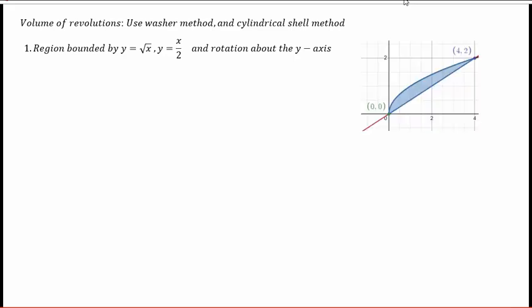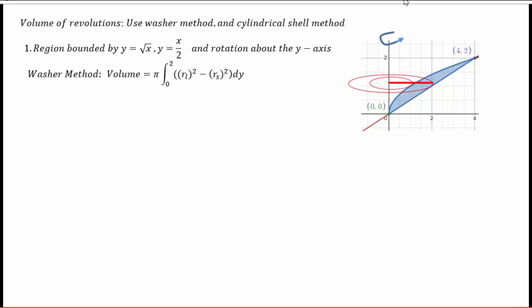First example, region bounded by y equals square root of x and y equals x over 2, and rotation will be about y-axis. So let us take the Desmos graph. Y equals square root of x is the top one, and y equals x over 2 is the bottom one. Since rotation will be about the y-axis, the circles will be formed along the y-axis. So you can have a small circle here and a bigger circle here. That forms the washer.